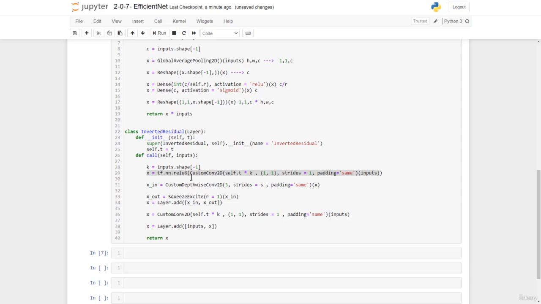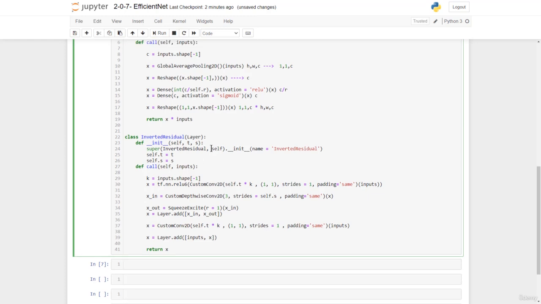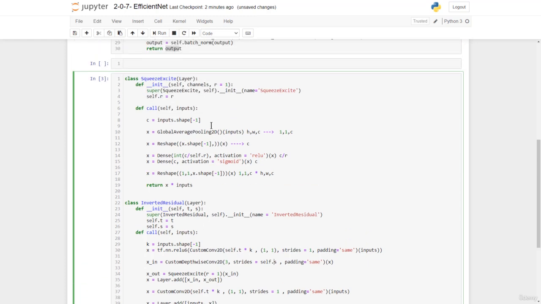We have this custom depthwise conv2D, which has filters 3x3, stride S, which we could define simply right here. So we could have self.s equals S. So here we have self.s. Pattern same, and that's it. And now this output from here will become the input to the squeeze excite layer. We've seen the squeeze excite layer already. We have R equals 1. That's for the case when R is taken to be 1. So we have this output gotten from the squeeze excite layer, which we had defined already.